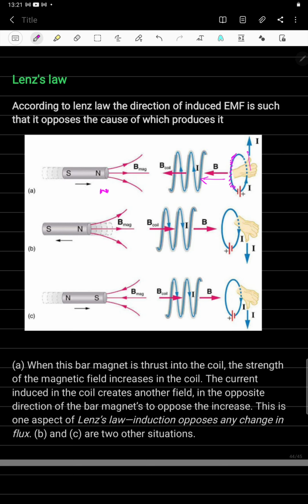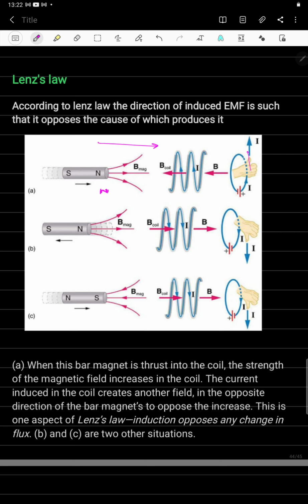Using the right hand thumb rule, we can say that when the N pole of a bar magnet is brought near the closed loop, a counterclockwise current is produced in the loop.